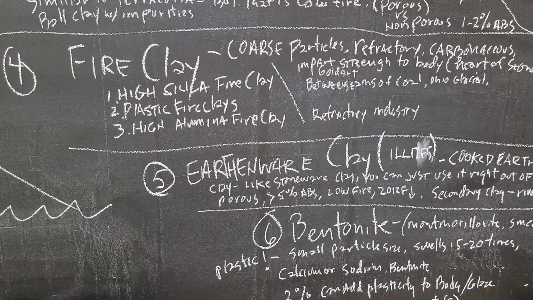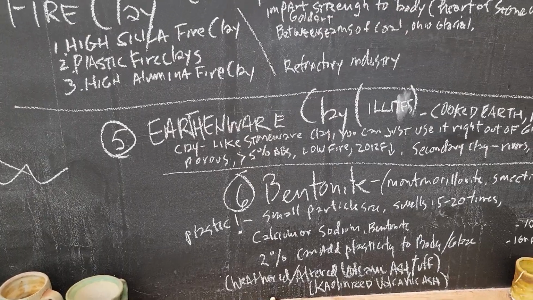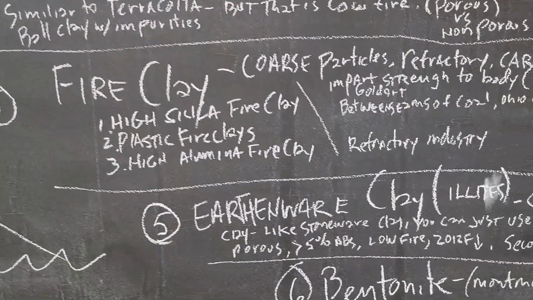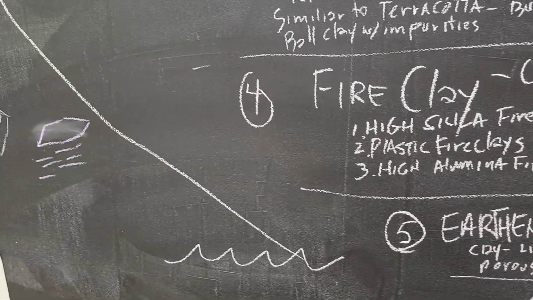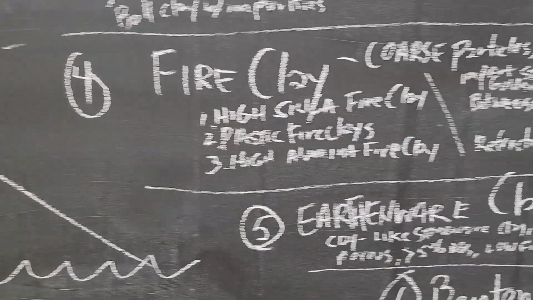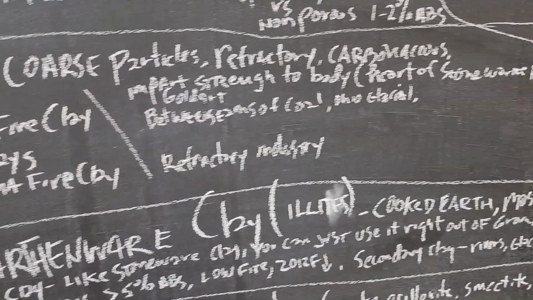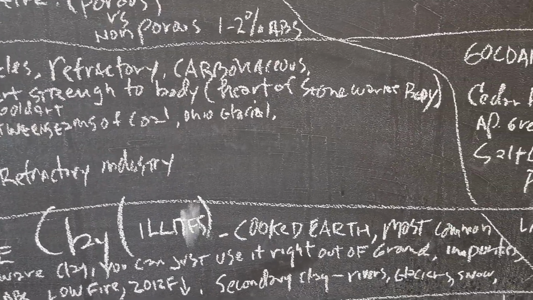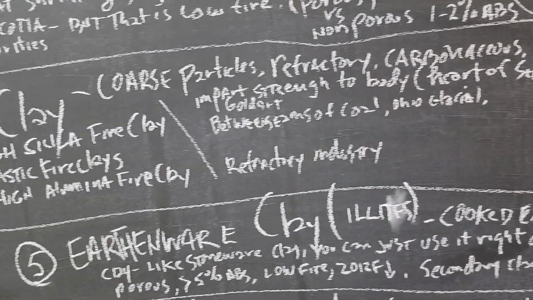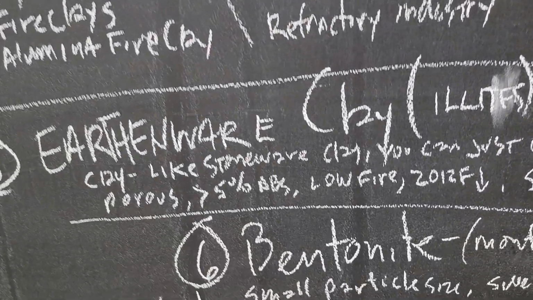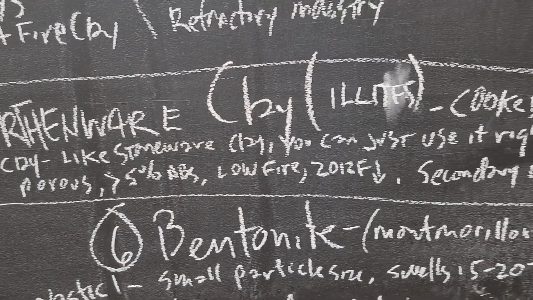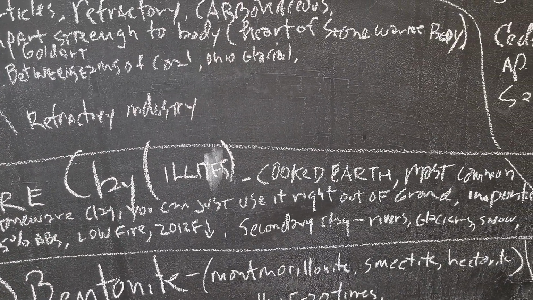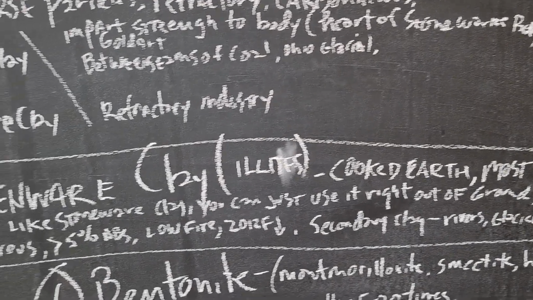Okay, so now we're going to do earthenware clay. Like I said before, earthenware clay is similar to stoneware clay, but it's low fire. So it's also towards the end of this erosion thing, and it's got a lot of impurities. Earthenware means cooked earth. It's the most common clay. It's like a stoneware clay that you can get and use right out of the ground. You can just dig it up and use it. And it's got a lot of impurities.